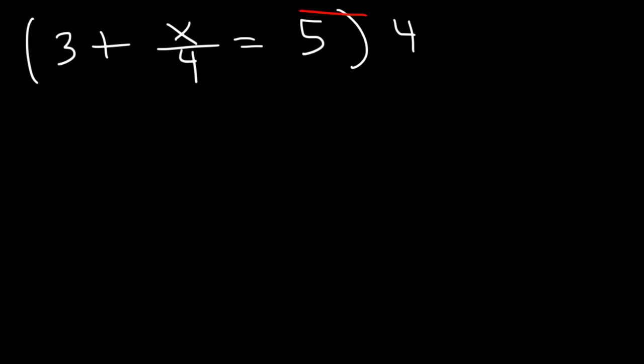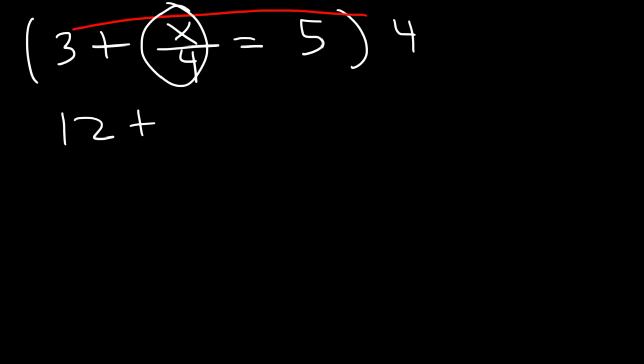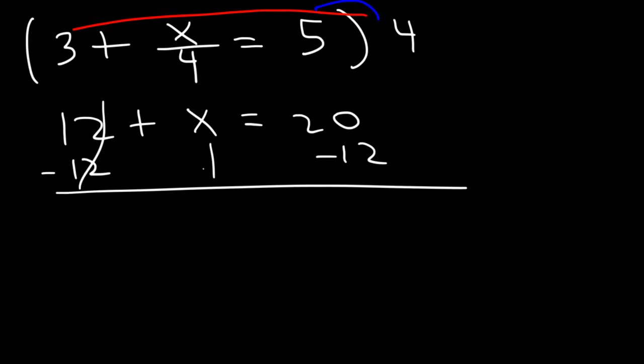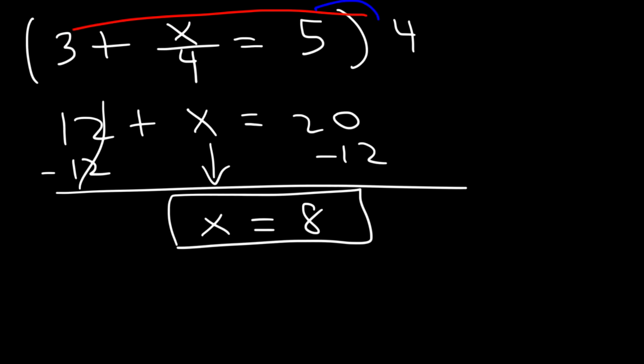So 4 times 3 is 12. X divided by 4 times 4, the 4's will cancel, leaving behind x. And then we have 4 times 5, which is 20. And now all we need to do is subtract both sides by 12. 20 minus 12 is 8, and so that is the value of x. So if you're solving a linear equation and if you have fractions, it's helpful to multiply every term by the denominator of the fraction, just to clear away all fractions.